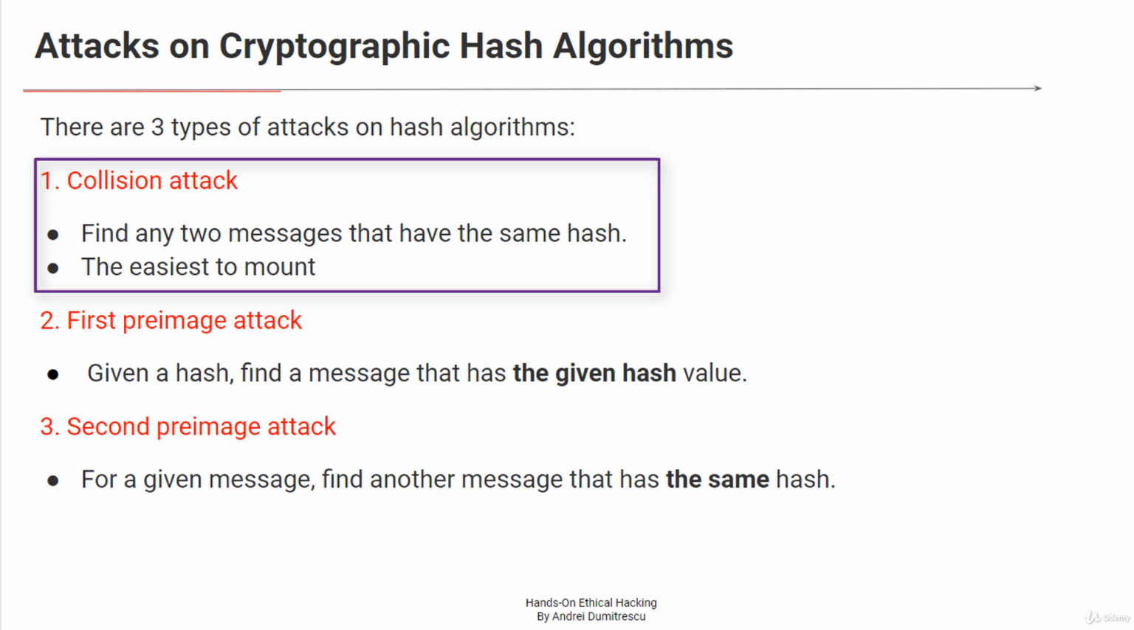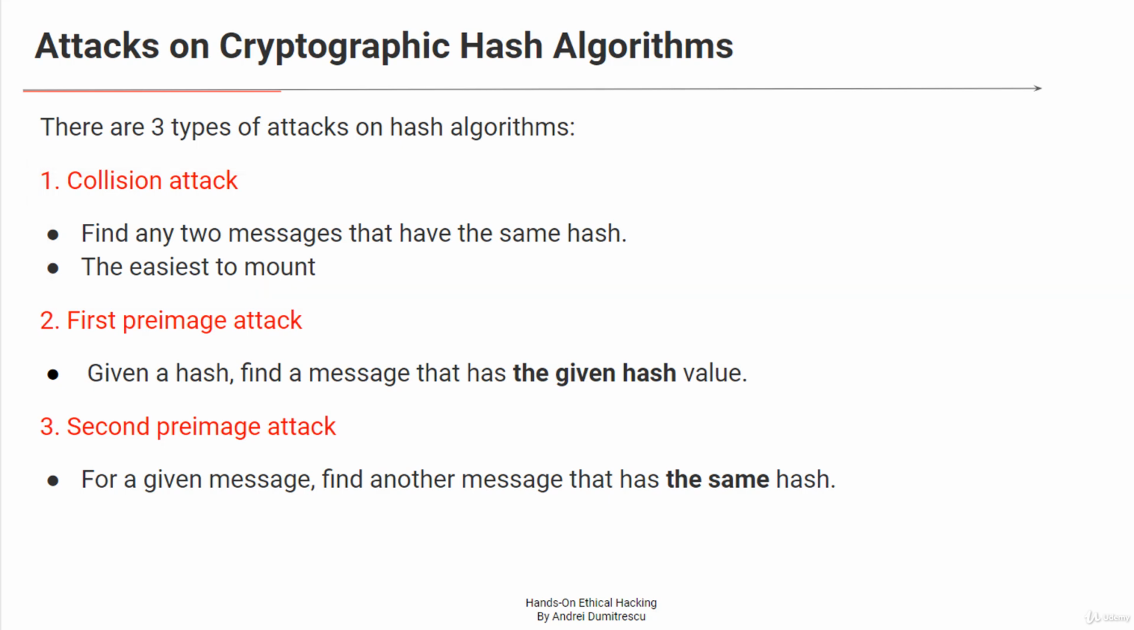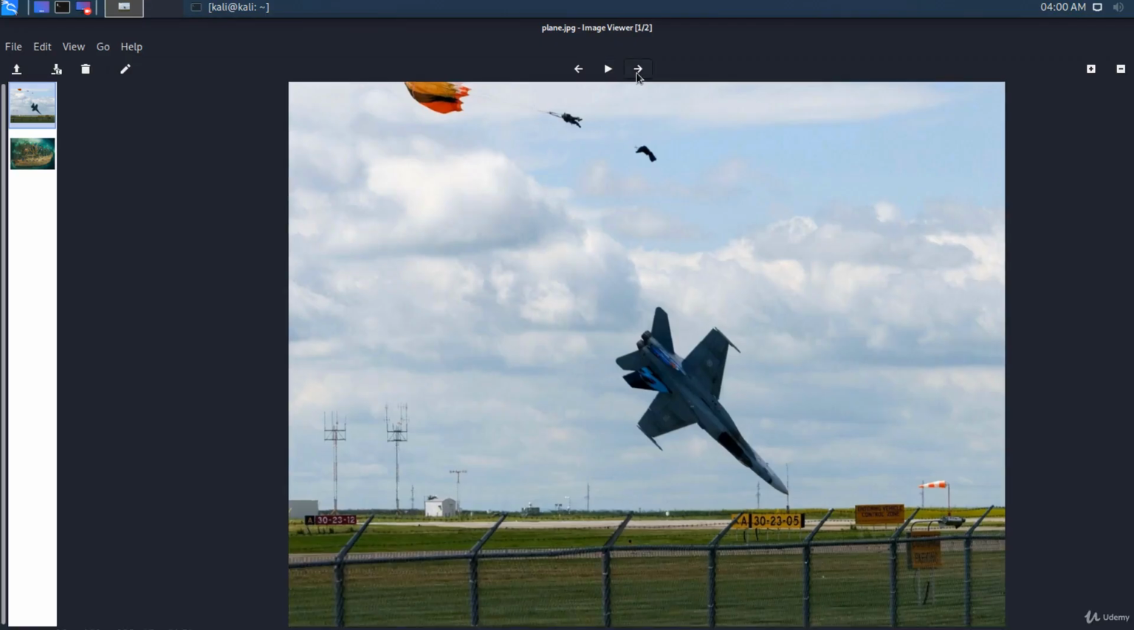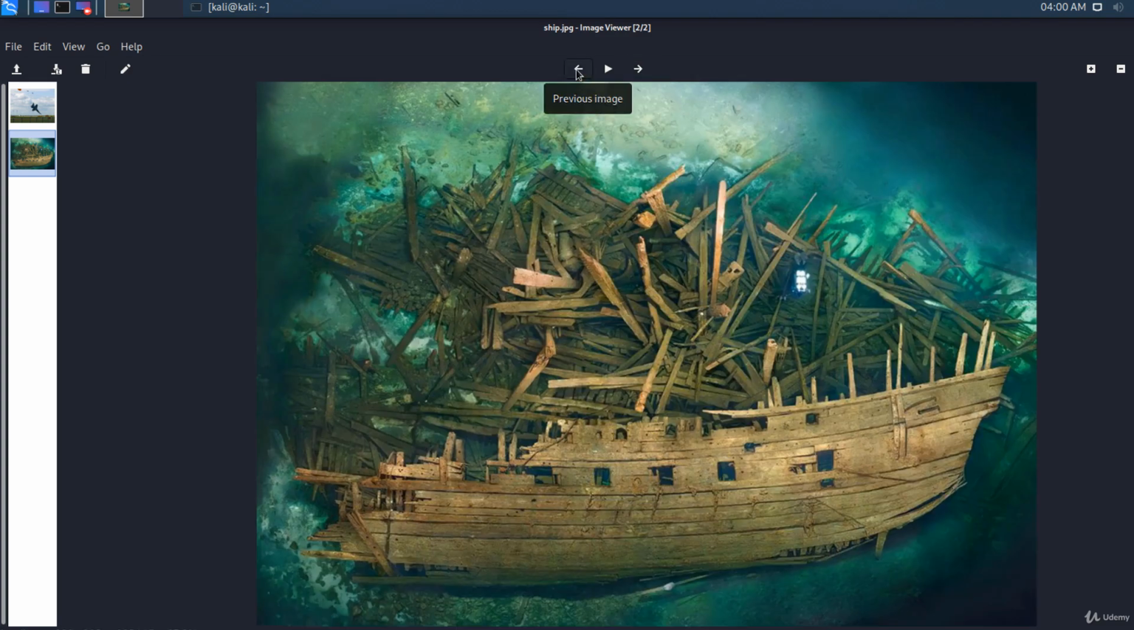However, old and obsolete hash algorithms like MD5 or SHA-1 are not considered secure anymore because it's trivial to find collisions. I'll show you an example of a collision of MD5 and a collision of SHA-1. Let's take a look at these two images. You notice for sure that they are completely different.